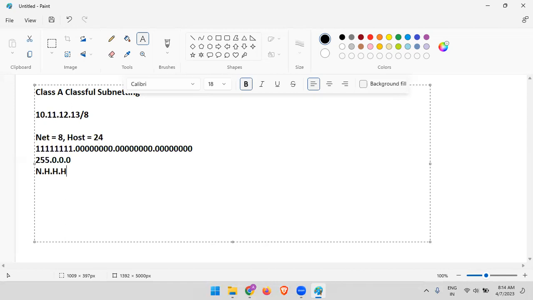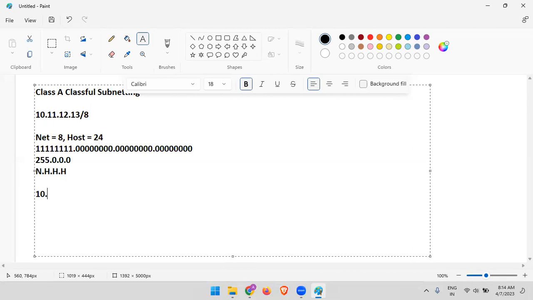255.0.0.0. Now you have the IP address. Now for this IP address, you have to write the range. So how will you write the range? Which part do we have to keep constant? The network part, which means the first octet. What is the first octet value?